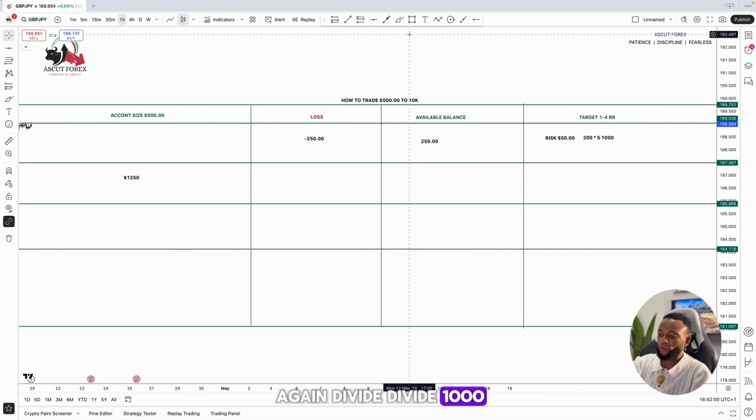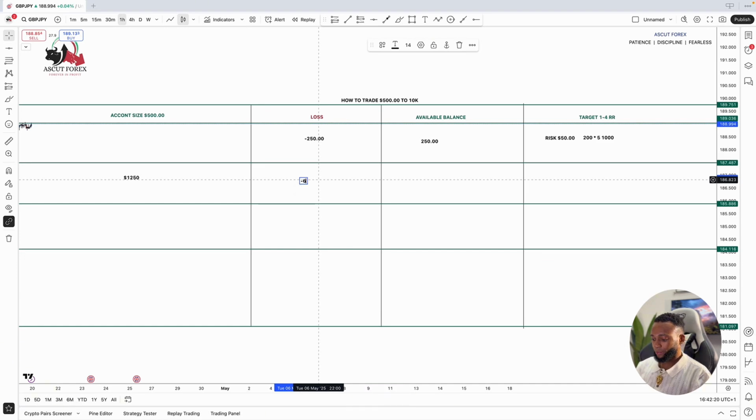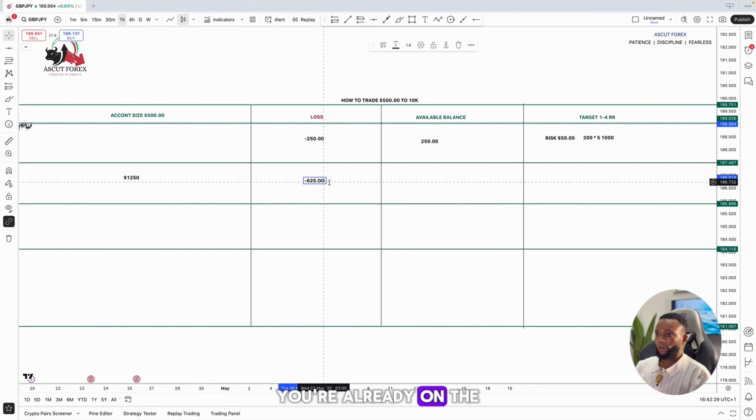Divide $1,250 divided by 2. We give you what? You're already on drawdown of minus what? Minus $625. You're already on drawdown of minus 625.